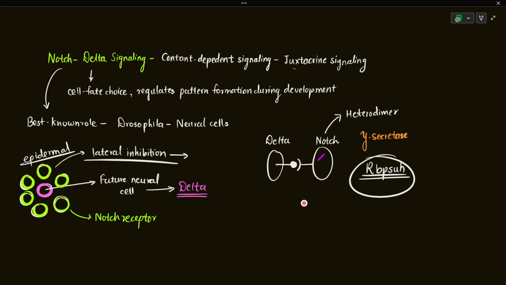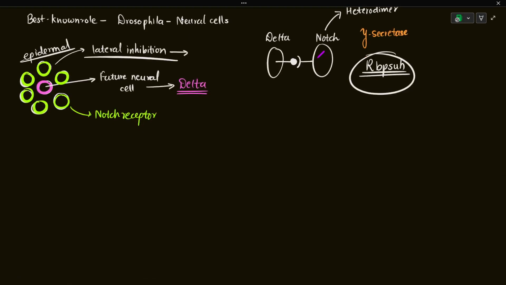So the Notch, as I told you, undergoes three cleavage events. Let's list them down, and those three cleavage events are very important. The very first cleavage event, the proteolytic cleavage that a Notch receptor undergoes, is during its biosynthesis. When this receptor is being synthesized and prepared in the Golgi apparatus, it gets cleaved in the Golgi apparatus and it makes a dimer.